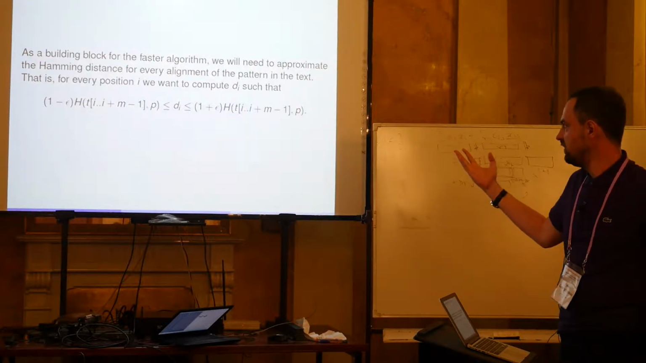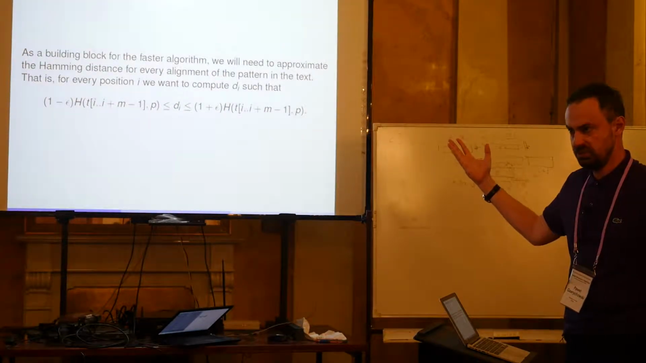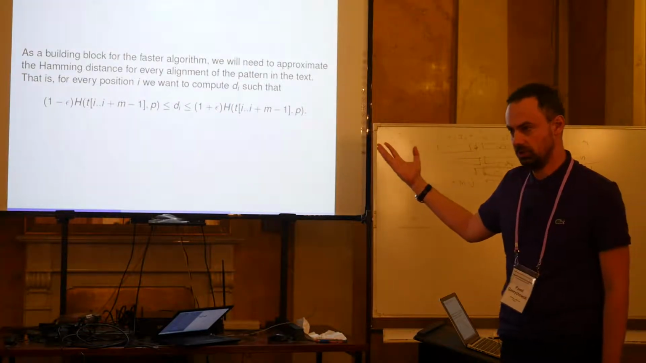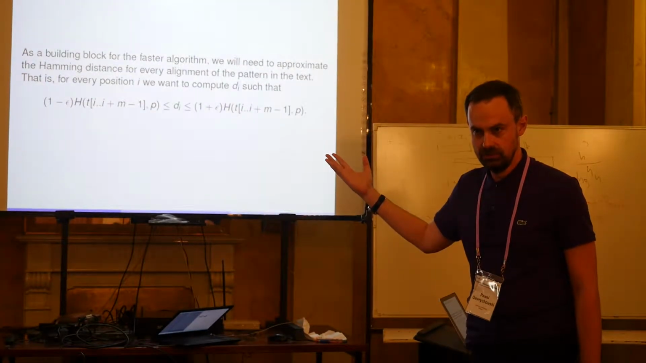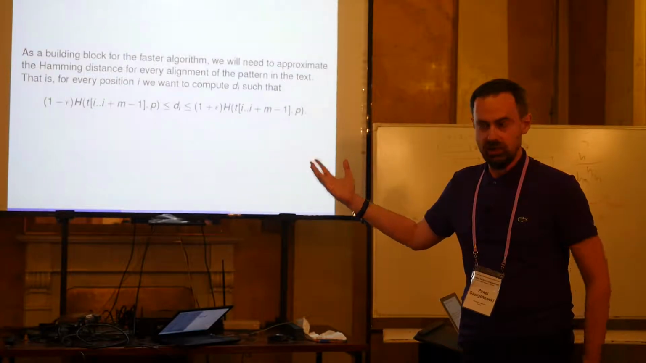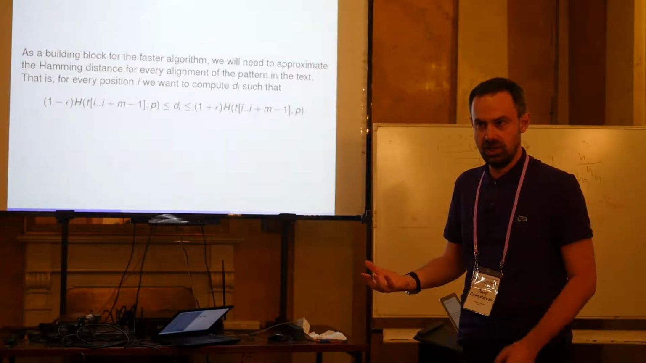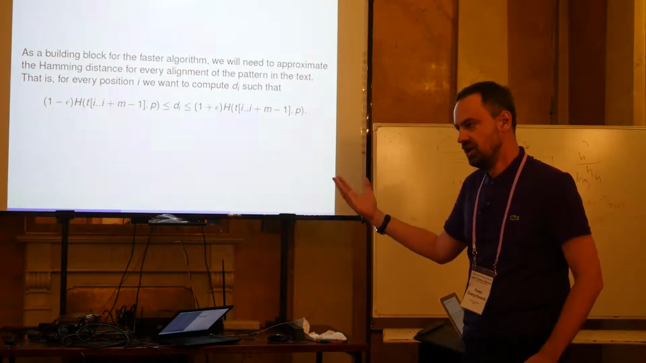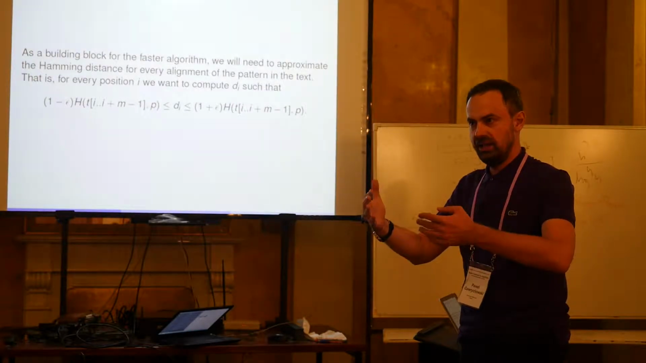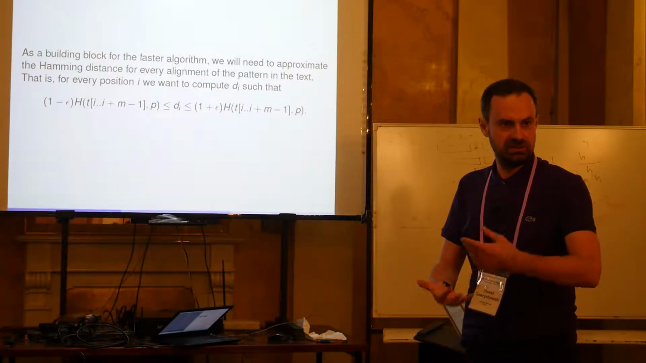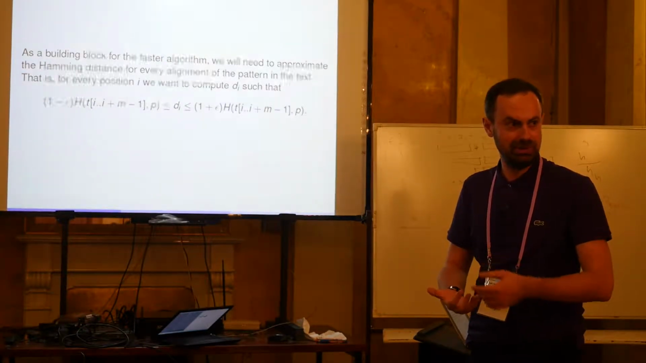You can see immediately that it needs to depend on epsilon, because if you set your epsilon to be very small, 1 over m, you will get what? The exact answer, right? And we have seen that for the exact answer, probably you cannot go below n times root m, assuming this matrix multiplication conjecture that we were not able to state precisely.